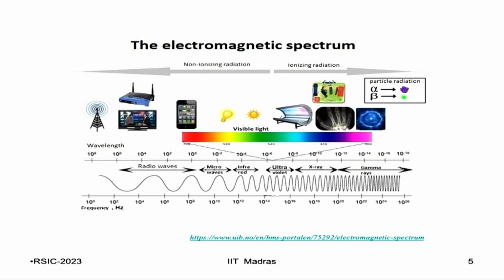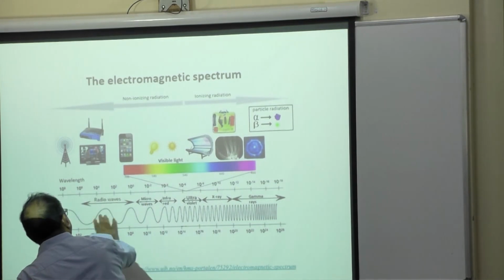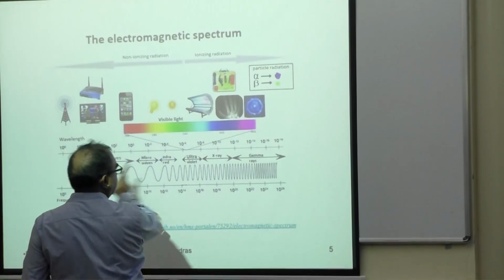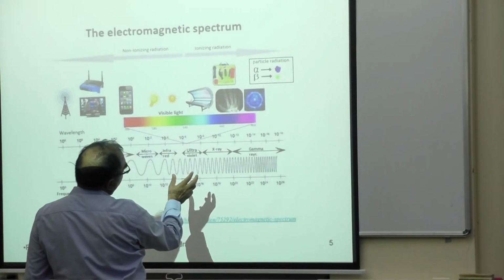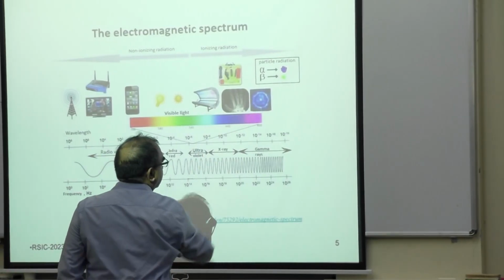This is the electromagnetic spectrum, which you must have seen somewhere. The only thing I wanted to mention here was that you have gamma rays, X-rays, ultraviolet, infrared, microwave, radio waves. The only thing changing is the frequency, and of course the wavelength. X-rays, you know, are used for imaging.